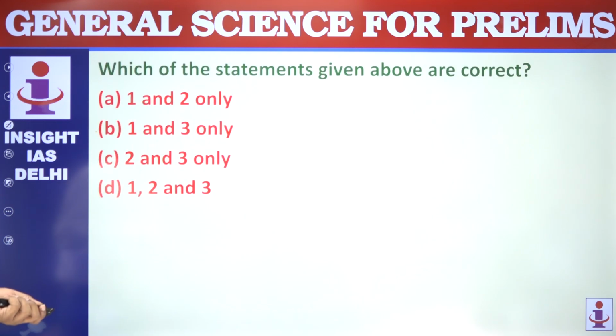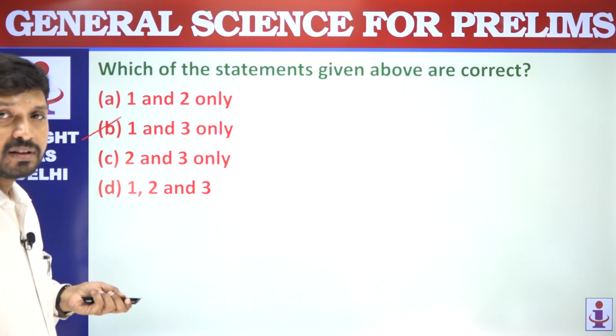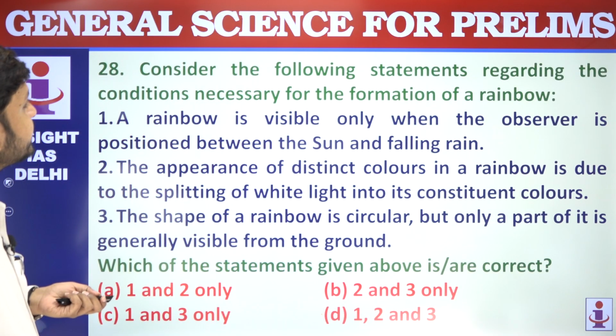So what they are asking, correct statement. So 1 and 3 are there in option B. Is it clear? So next, consider the following statements regarding the conditions necessary for the formation of a rainbow.